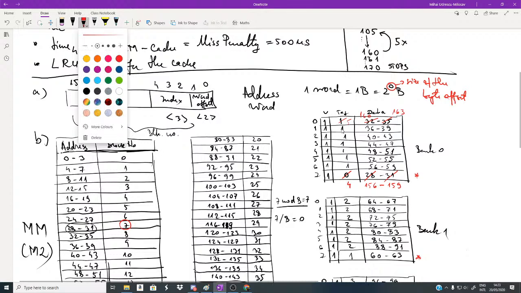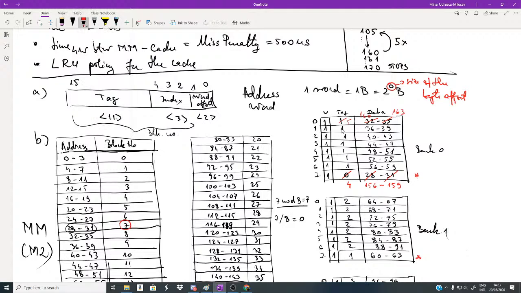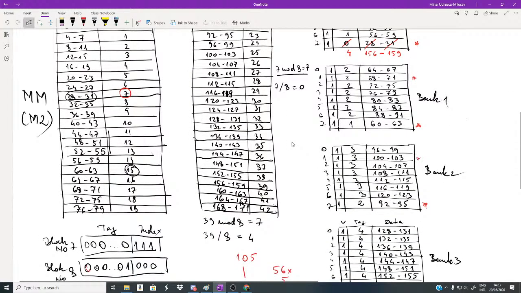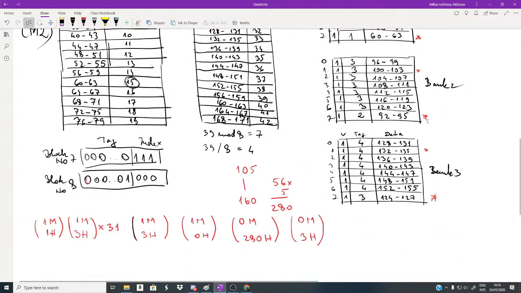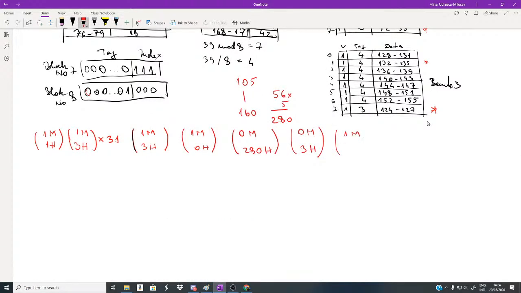So I'm going to put it here. Some red. It's because this is the least recently used, right? The competition is between this one and the other indexes, right? The least recently used, obviously, is this one. So it's going to be 164 to 167. So it means that I have one miss and then 3 hits.